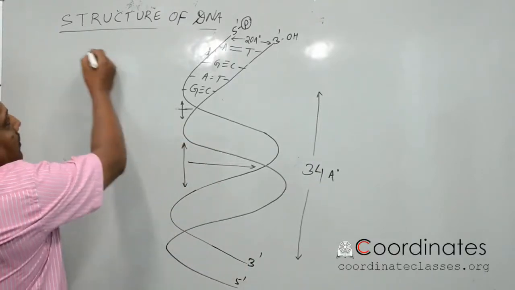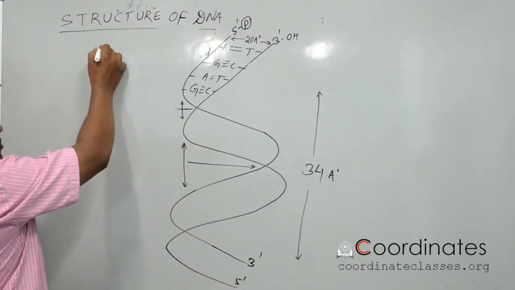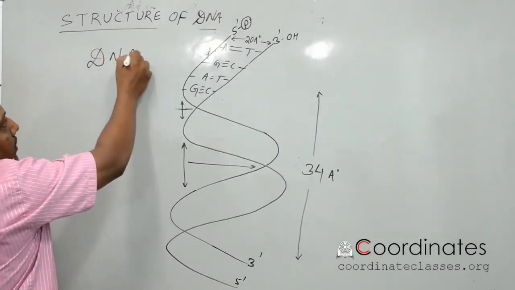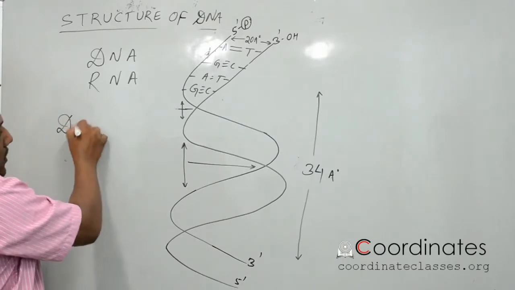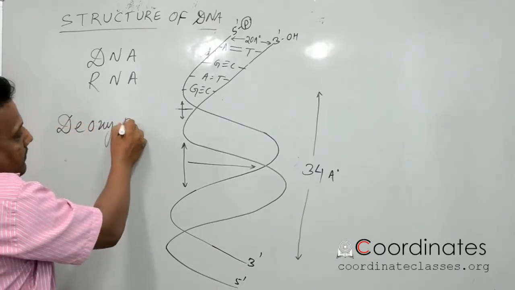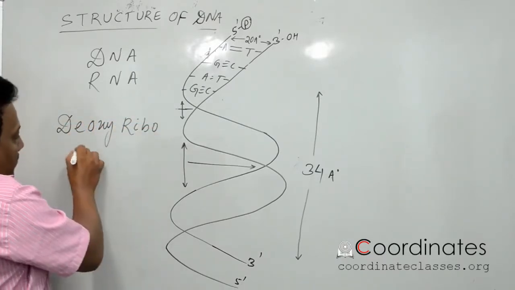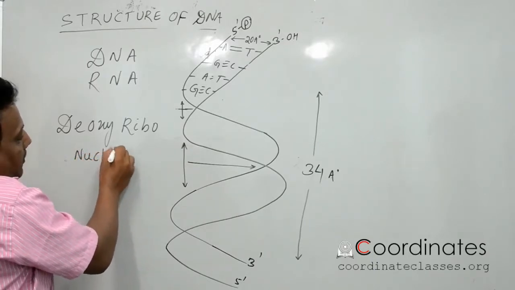In the structure of DNA, there are two different kinds of nucleic acid. The first one is DNA, the second one is RNA. DNA stands for deoxyribonucleic acid. Then why the term deoxy here?